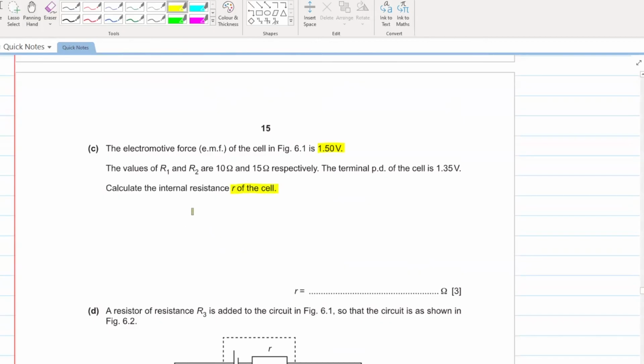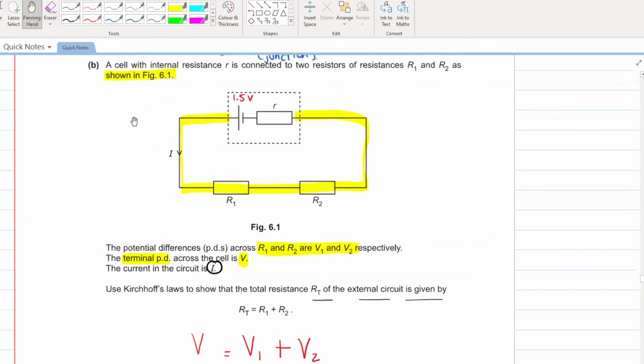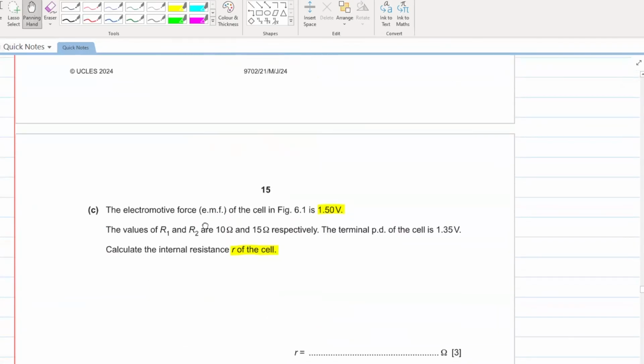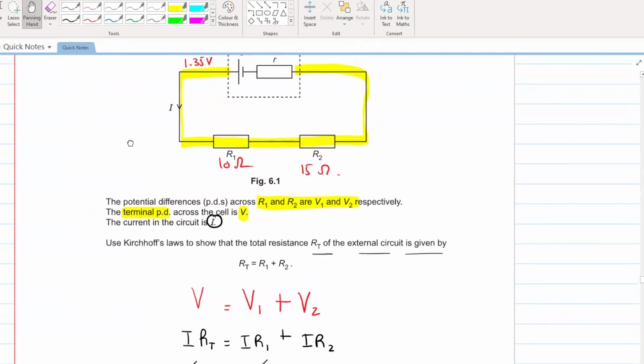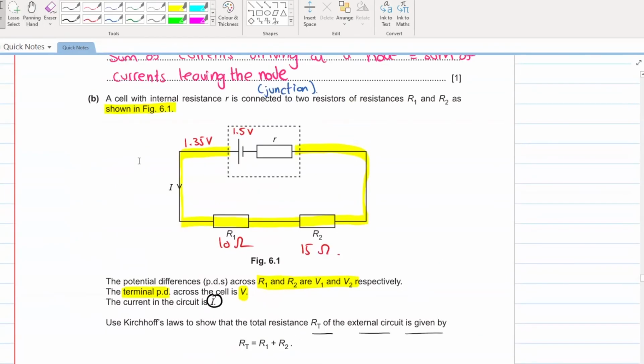So you know a lot of things. The terminal voltage is 1.35 volts. R1 is 10 ohms. R2 is 15 ohms. And the total battery voltage is 1.5 volts.